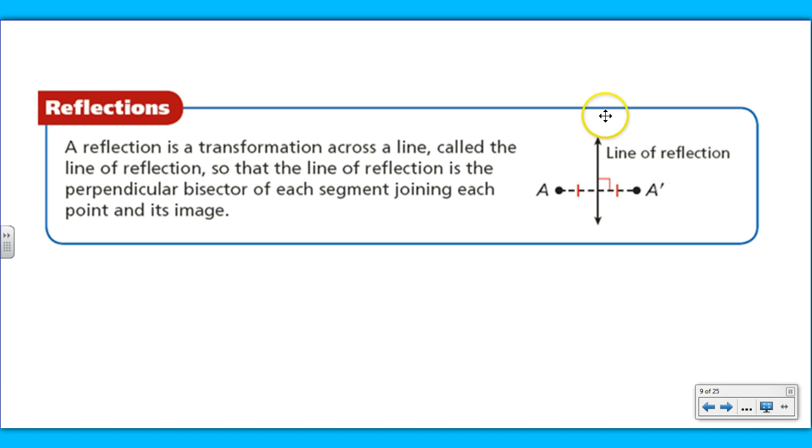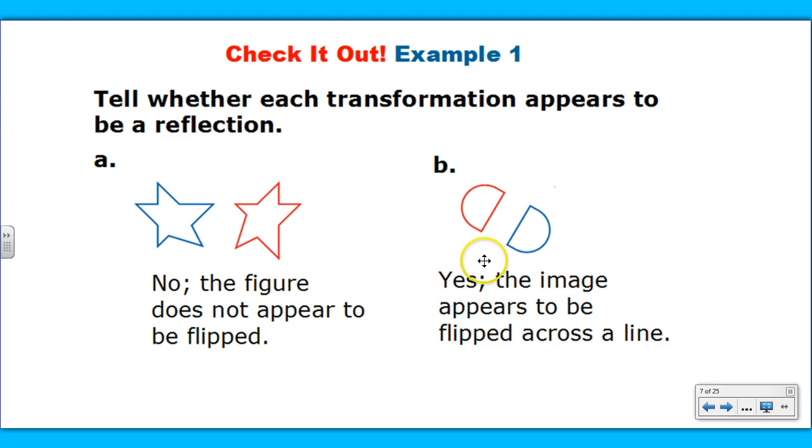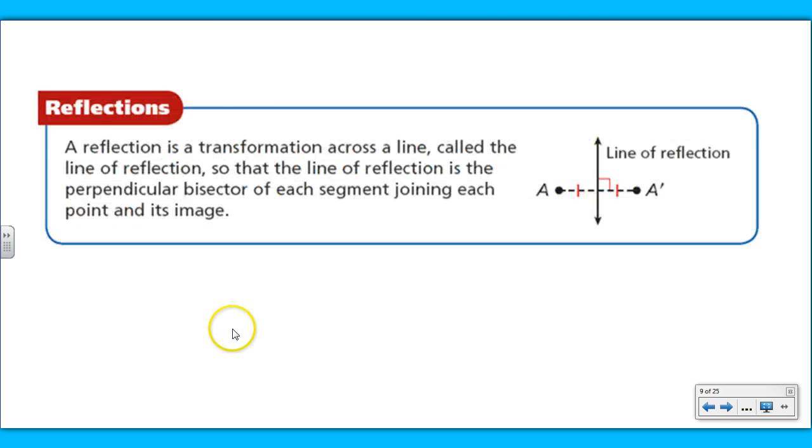So a reflection is a transformation across a line. This is called a line of reflection, so that the line of reflection is the perpendicular bisector of each segment joining each point in its image. So point A is the same distance from the line as A prime, right? If we look back here and we drew a line here, we could see that this lower corner is the same distance from the line as this lower corner, right? Or the peak of this half circle is the same distance from the line of reflection as the peak of the image, right? Good. Okay.